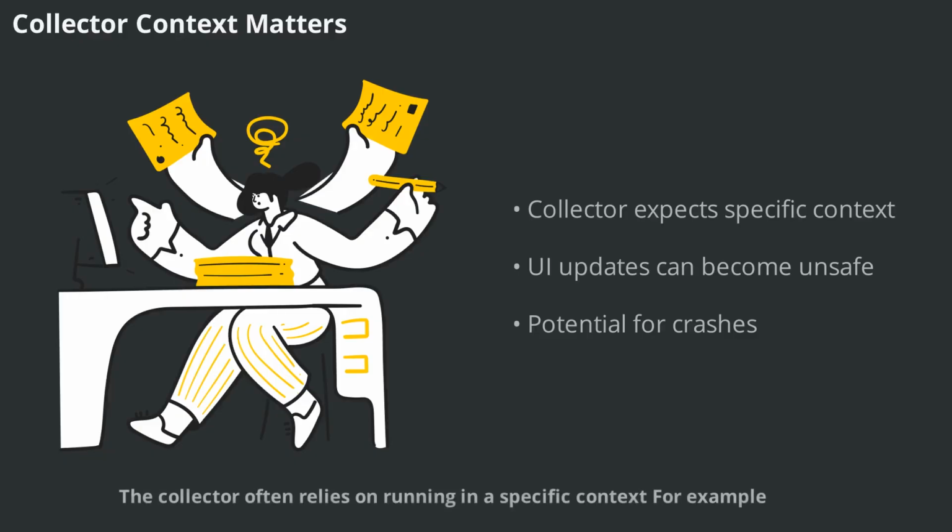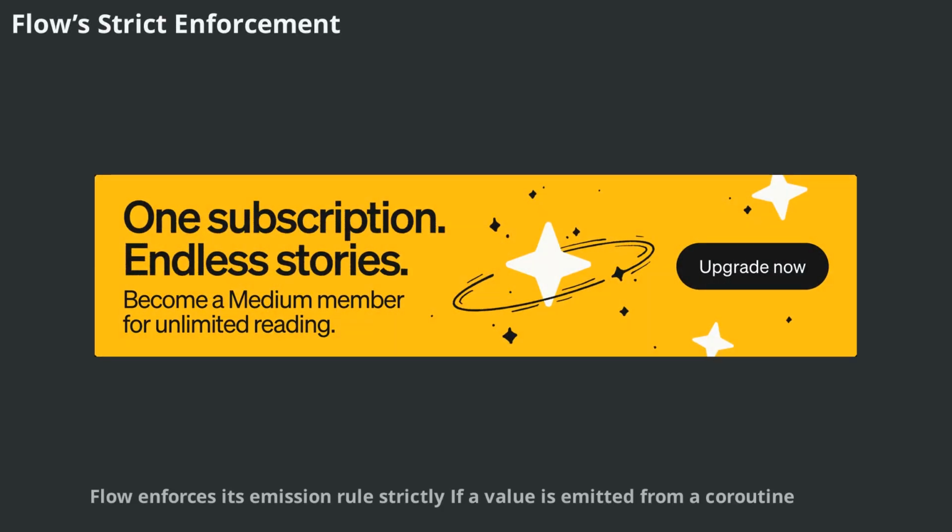The collector often relies on running in a specific context. For example, in Android, you might collect a flow in a ViewModel and update the UI. If emit is called from another coroutine, possibly on a different dispatcher, the collector block runs there too. This breaks the expected context, making UI operations unsafe and potentially causing crashes. Flow enforces its emission rule strictly. If a value is emitted from a coroutine that isn't the one driving the collection chain, Flow throws an exception. This prevents hard-to-debug issues and keeps your code safe.